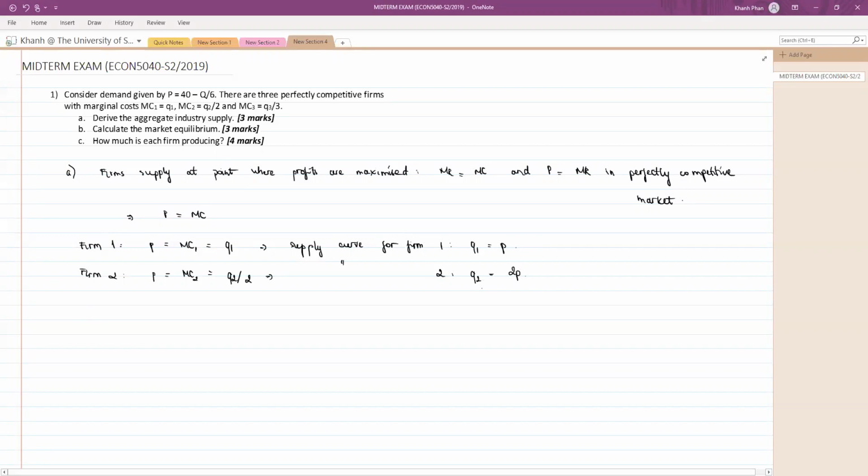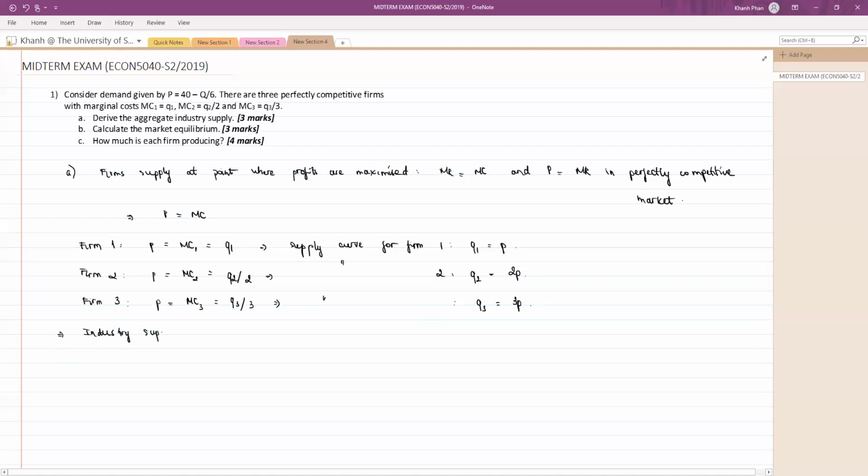We just rearrange this. Q2 is how much the firm would like to supply, and that is equal to 2 multiplied by the market price. Very similar for the last firm: for firm 3, price equals marginal cost 3, which equals Q3 on 3. Therefore the supply curve for firm 3 is Q3 equals 3P. We have found the supply curves for each firm. Now we should be able to find the aggregate industry supply.